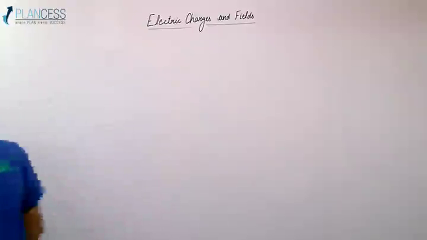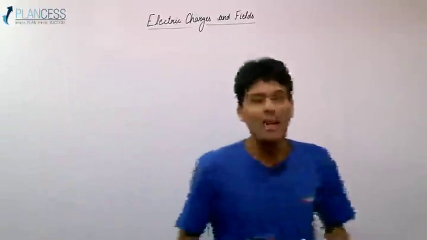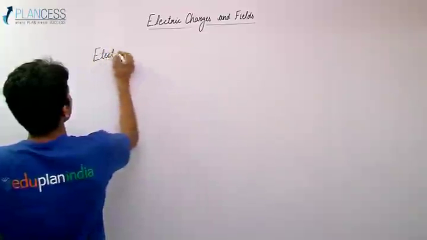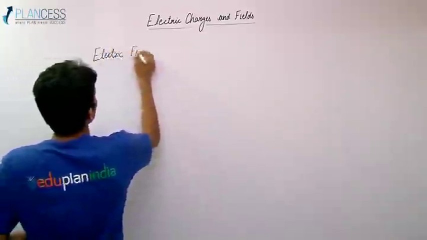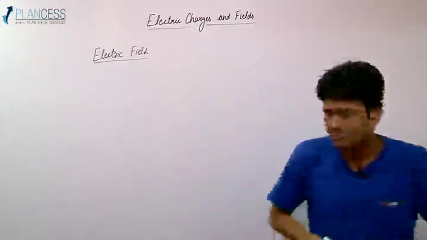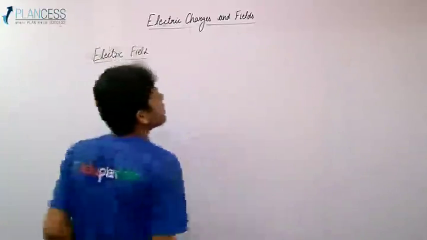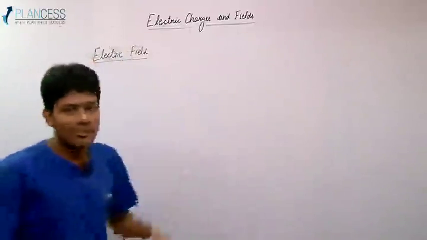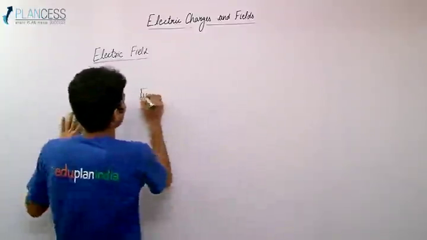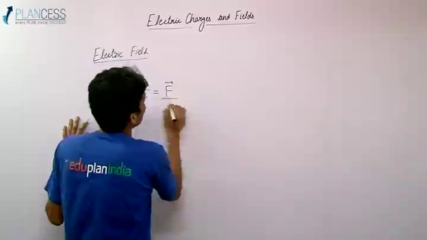Now let's move on to the second part, that is the electric field. So what do we mean by electric field? Electric field can be defined as, let's say this is a whole space, 2D, or if I consider a 3D space. So electric field is defined as the total force that would act on a unit charge.